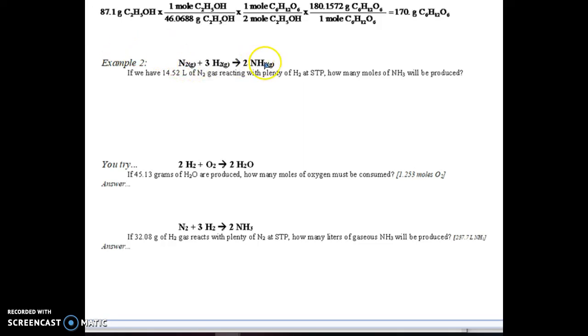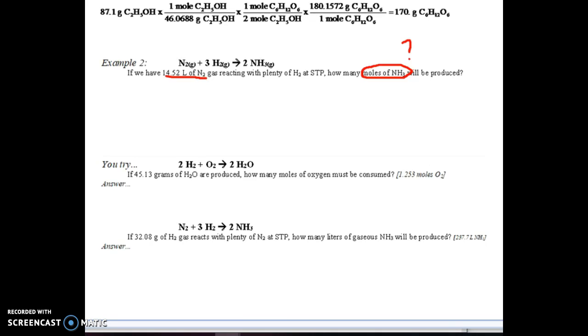We've got a new balanced equation, and again, right now the balanced equations are given to us. So I've got 1 mole of nitrogen gas reacting with 3 moles of hydrogen gas, producing 2 moles of ammonia gas. In this problem, we are given 1.52 liters of nitrogen gas at STP, and it's asking us this time to solve for moles of ammonia.